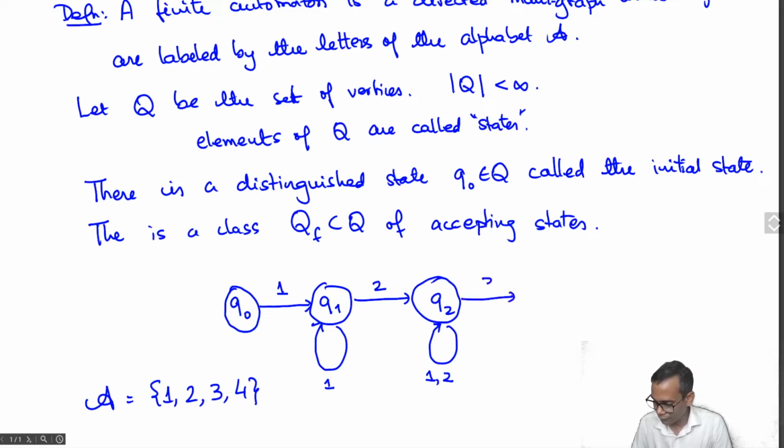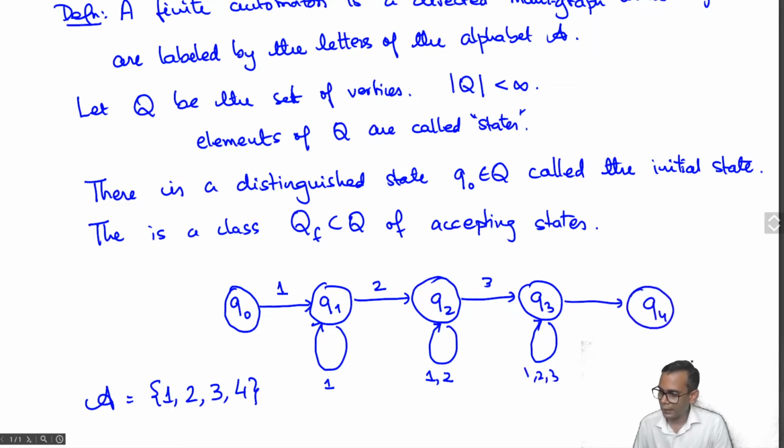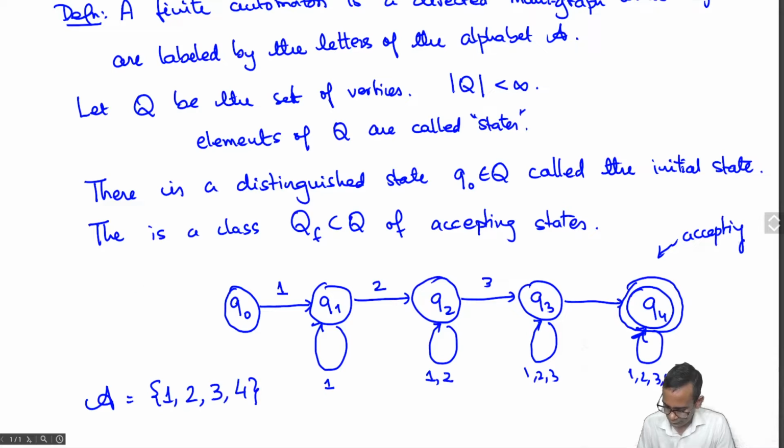And then I have Q3, 1, 2, 3, Q4. And this will be an accepting state. Usually an accepting state is just depicted by drawing two circles around it. Okay, so this is an accepting state. This is the initial state. There could be more than one accepting state. In this finite state automaton that I've drawn, there's only one accepting state.